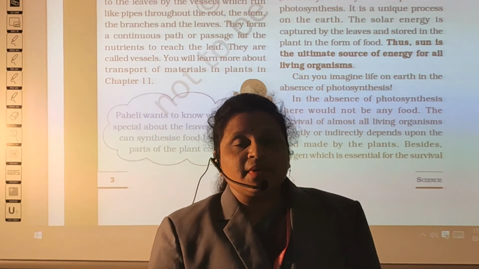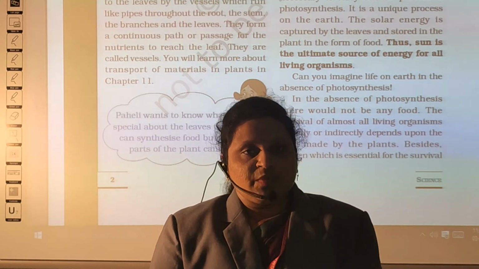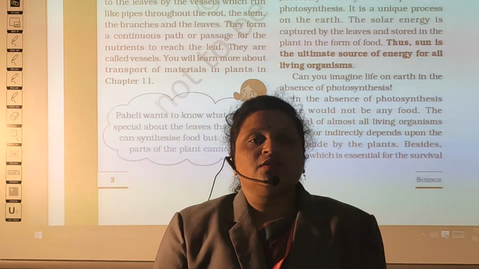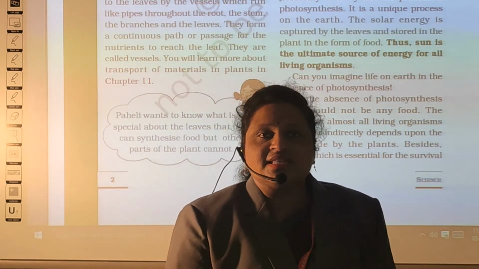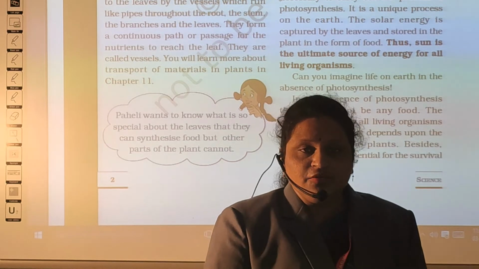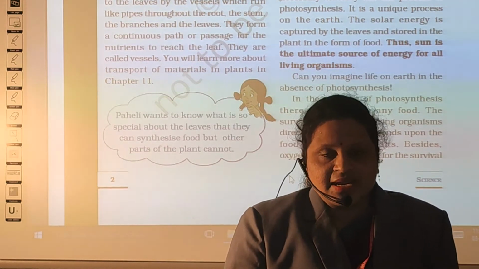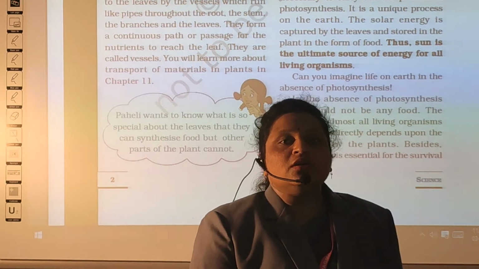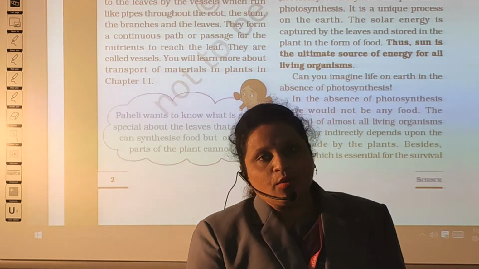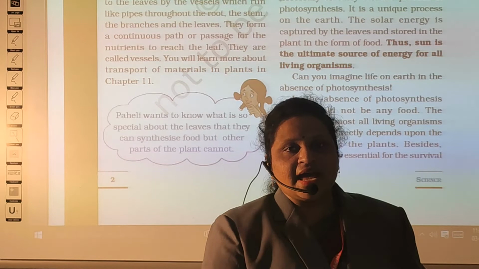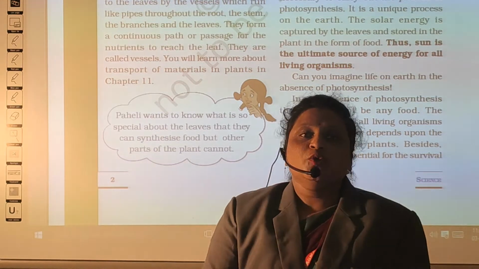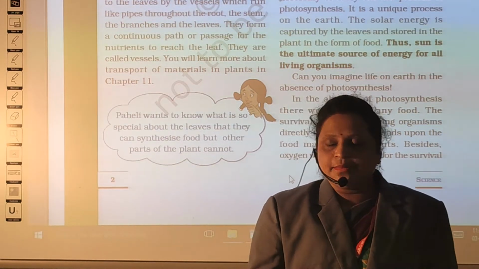So what is meant by herbivorous animals? Herbivorous animals are fully dependent on plants because they take plants as food. Carnivorous animals are dependent on other animals. And omnivorous animals are dependent on plants as well as animals. Human beings are omnivorous animals.